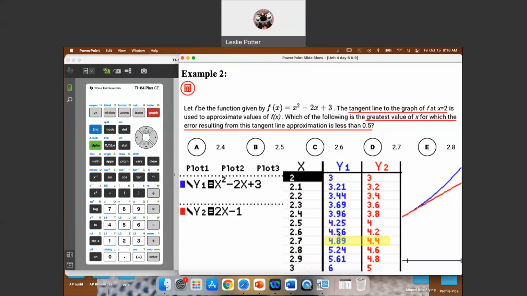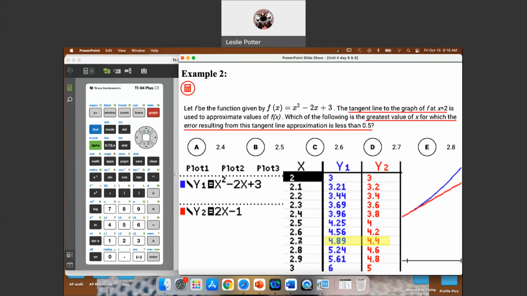This difference is 0.4, 0.64, right? So this is, we can't take 2.8, can't take this value, because that's greater than 0.5. The 2.7 is the 0.49, so it's just less than 0.5.